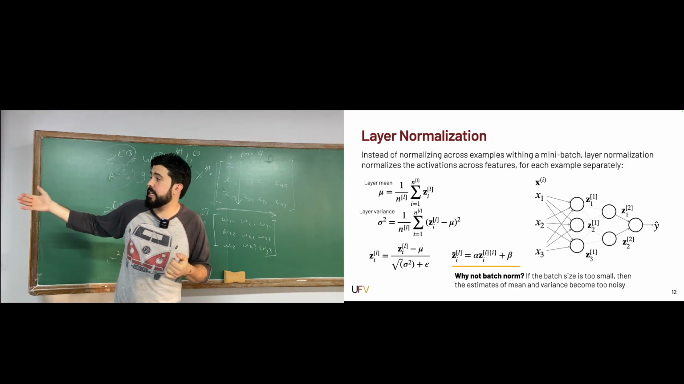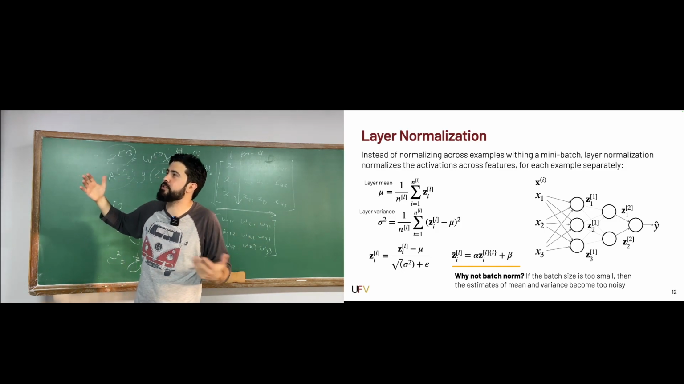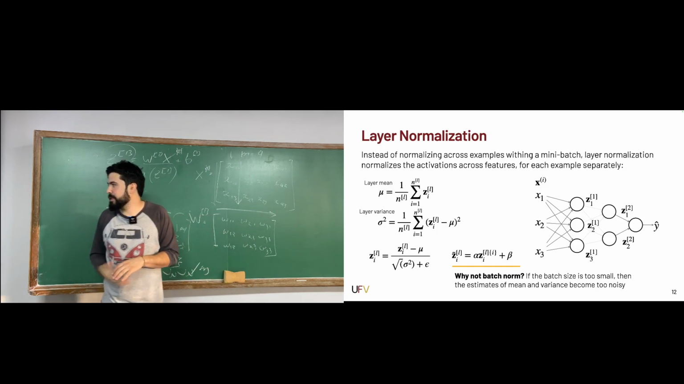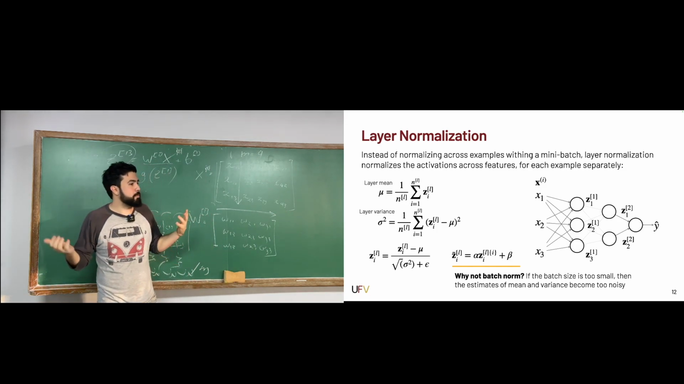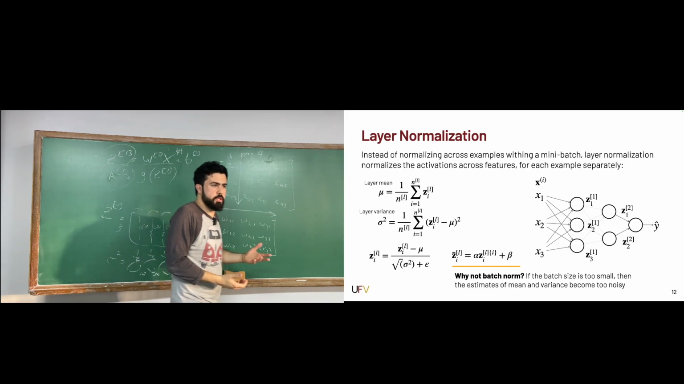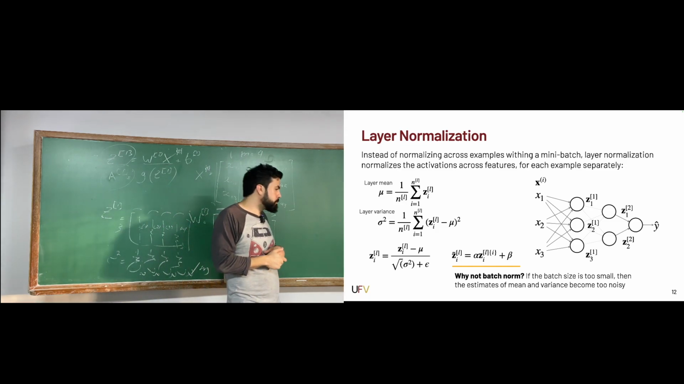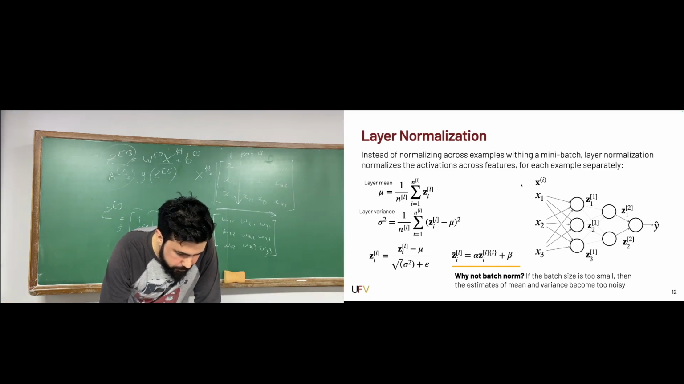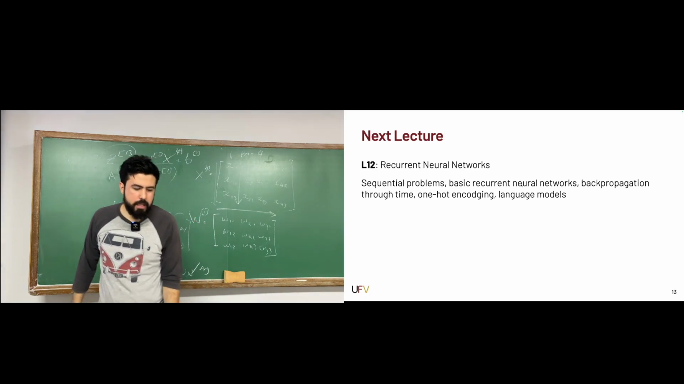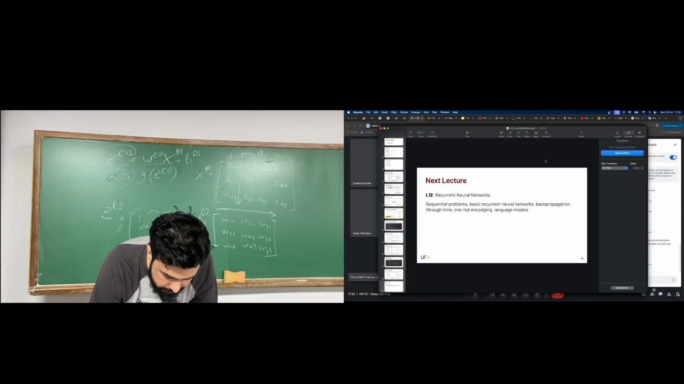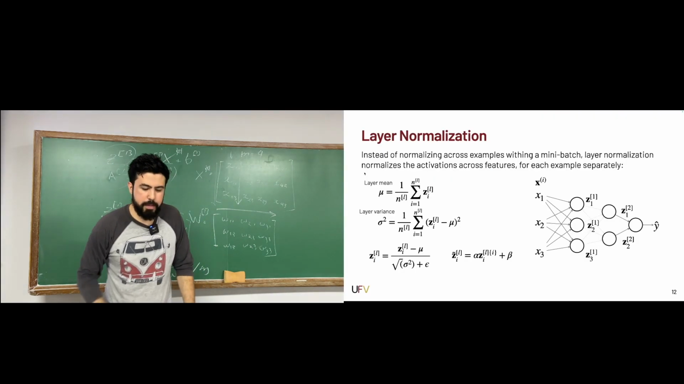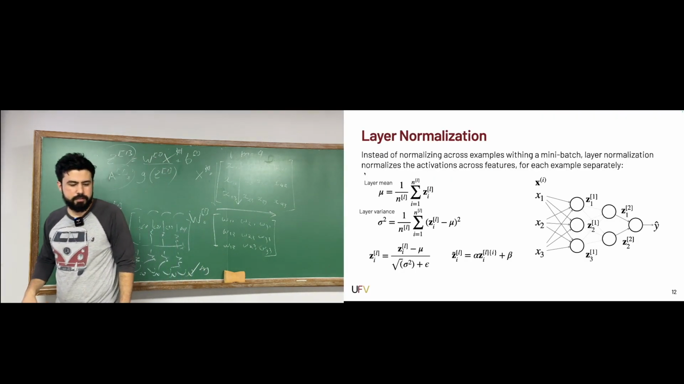And as I said, why not use just batch normalization? Because batch size might be too small, and then the average doesn't help much, right? Let's see. Okay, I think we should stop. Maybe we can look at some code in this last 20 minutes.